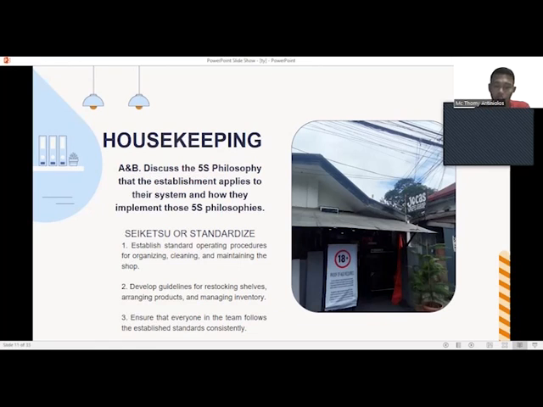Seiketsu or standardize is also applied because they establish standard operating procedures for organizing, cleaning, and maintaining the shop. They develop guidelines for stocking shelves, arranging products, and managing inventory. They ensure that everyone in the team follows the established standards consistently.